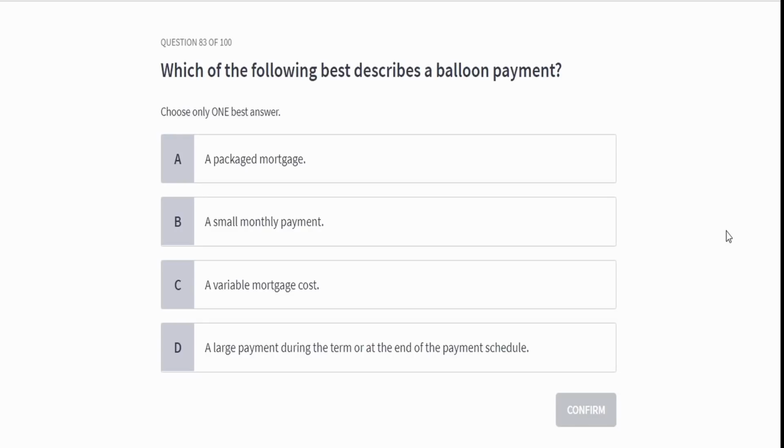All right, question 83. Which of the following best describes a balloon payment? It gives us four options. A, a packaged mortgage, B, a small monthly payment, C, a variable mortgage cost, or D, a large payment during the term or at the end of the payment schedule? All right, so I'm going to give you guys some time to think that one over, starting now.